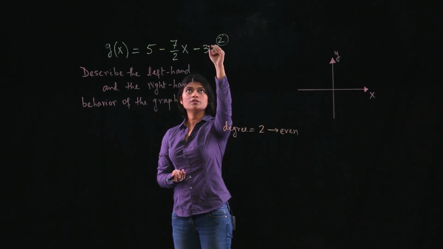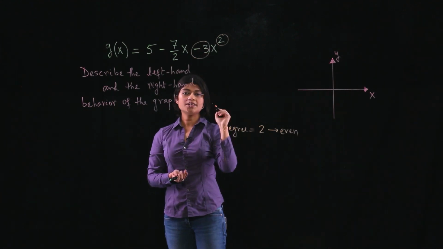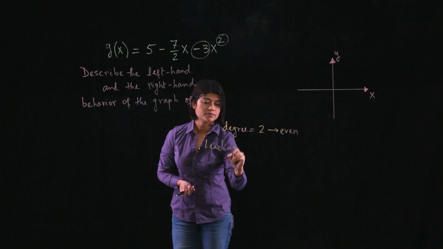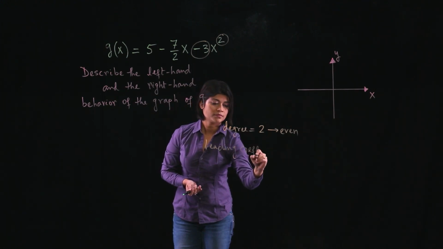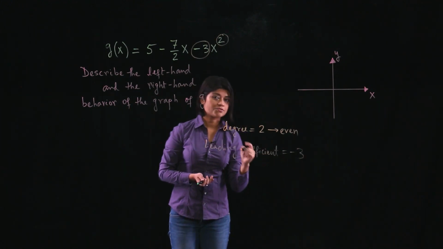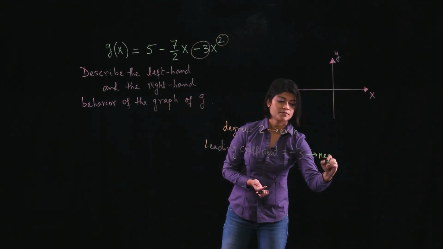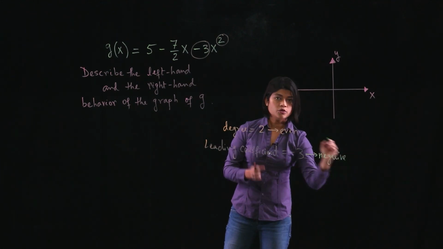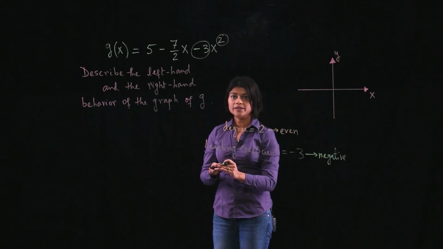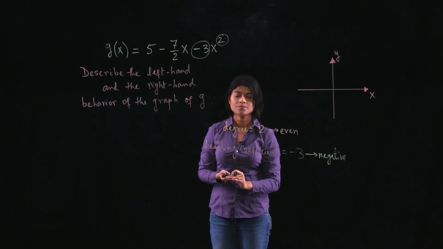Also note the leading coefficient is -3, which means this is negative. So those two factors will determine what the left-hand behavior and the right-hand behavior will be.